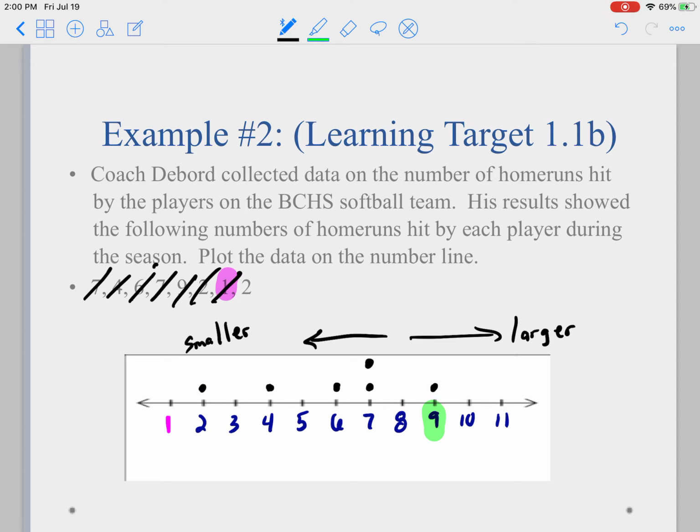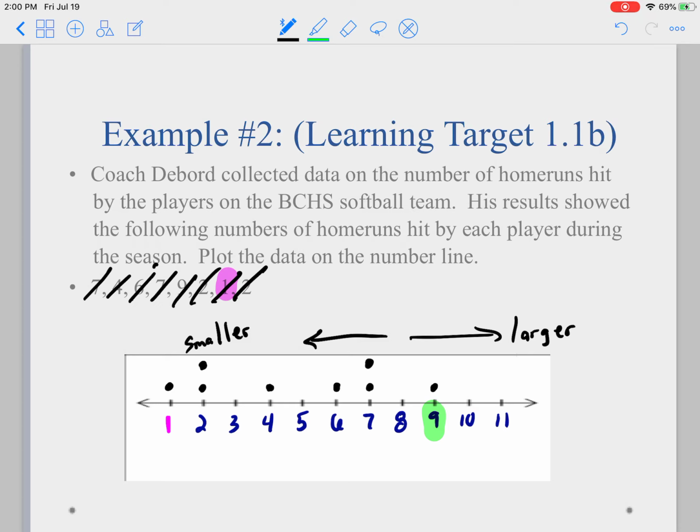2. Our 1. And once again, we have another repeated number. So in this case, we'll put a second dot above the 2. And I'm going to go back and double check to make sure that I have accounted for all my numbers. So if I go back and count, I have 1, 2, 3, 4, 5, 6, 7, 8 numbers in the data set. I should have 8 dots on the number line.